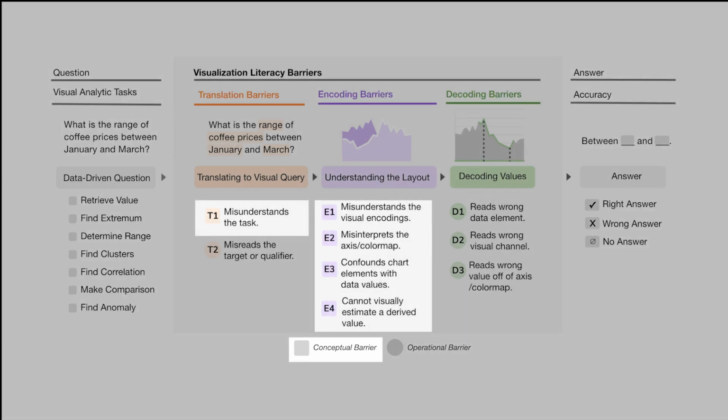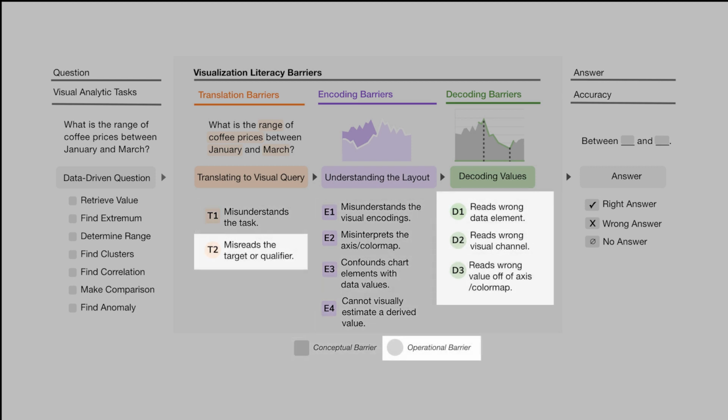Conceptual barriers are those that result from a gap in the viewer's understanding of the task or of the visual encodings used. For example, if the viewer doesn't know the meaning of a term in the task, or if they don't understand how a visual variable maps to the underlying data.